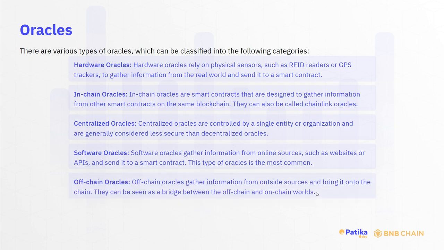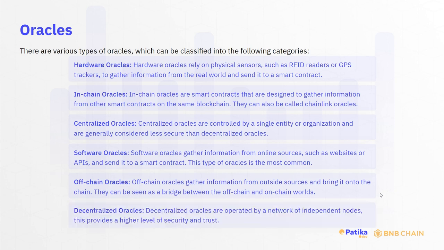Off-chain oracles. Off-chain oracles gather information from outside sources and bring it onto the chain. They can be seen as a bridge between the off-chain and on-chain worlds. And lastly, we have decentralized oracles. They are operated by a network of independent nodes. This provides a higher level of security and trust.